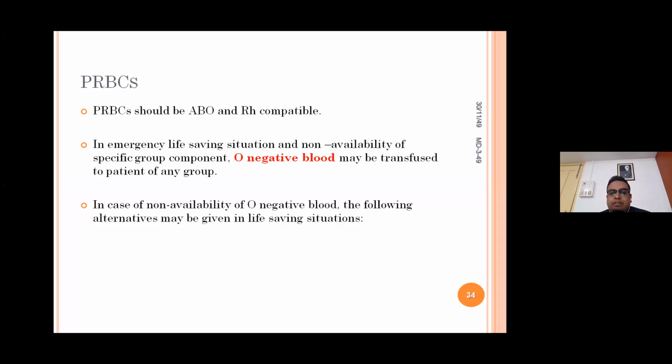So it has to be both ABO compatible and RH compatible. In emergency life-saving situation and in cases of non-availability of specific group component, O negative may be transfused to patient of any group. So O negative is a universal donor. So we can give O negative blood to anybody. In case of non-availability of O negative blood, the following alternatives may be given in life-saving situations.